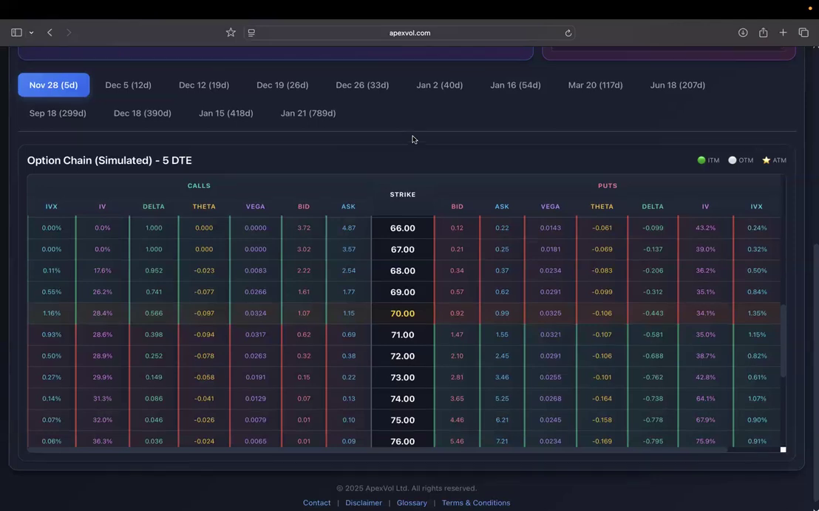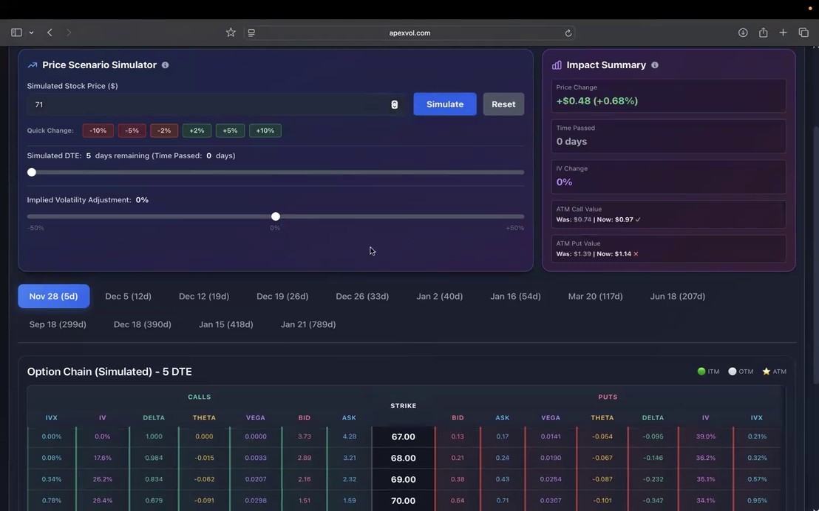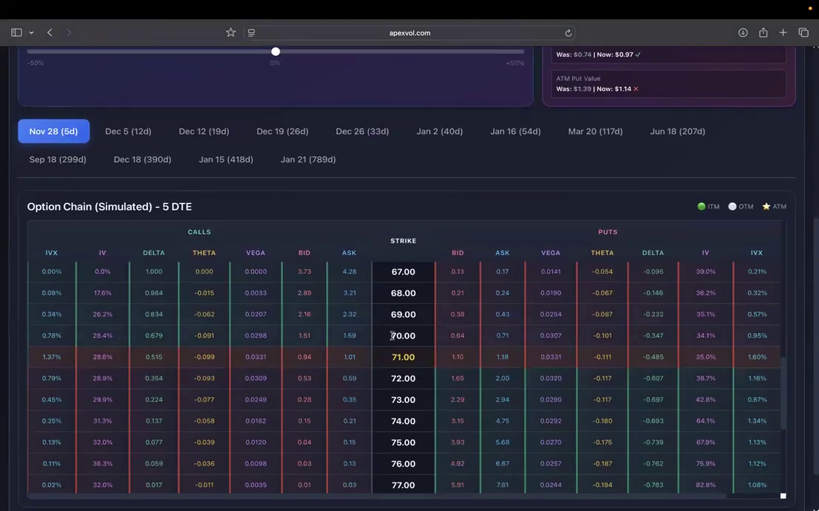Now we're going to move the stock significantly higher to 71 to give you an idea what happens. Again, we're going to look at the 70 strike.